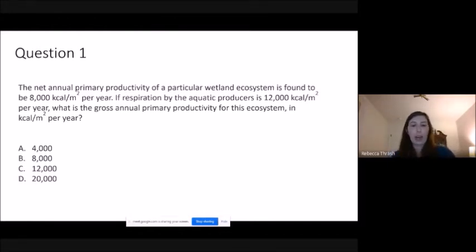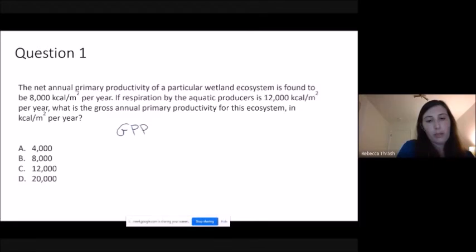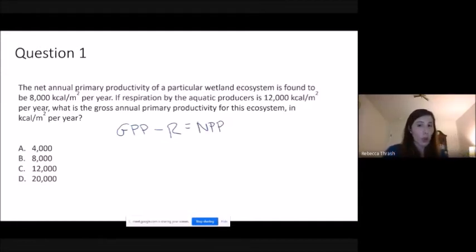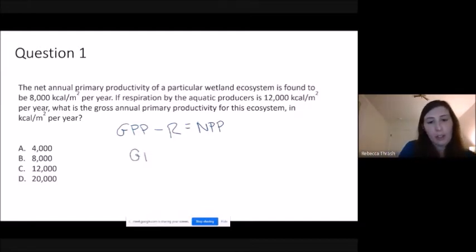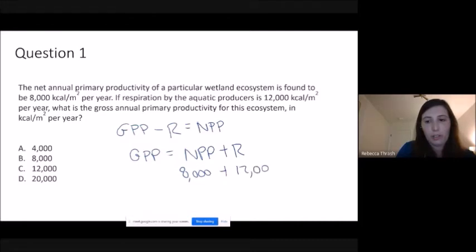So let's think back to that formula that I showed you earlier. We know that gross primary productivity minus respiration equals net primary productivity. We've already been told the net primary productivity, and we've been told the respiration. So this means that gross primary productivity is equal to the net plus respiration. Net is 8,000 and respiration is 12,000. Well, that gives us 20,000 kilocalories per year. That's how much is being created by this wetland.